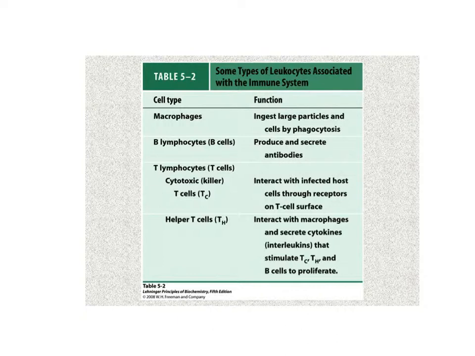Another instance of a leukocyte are the B lymphocytes, which are derived from the bone marrow, and they're used to produce and secrete antibodies. Then we have the T cells. T cells come from the thymus gland, and we can have the cytotoxic T cells, and we can have the helper T cells, which interact with the macrophage, and they secrete the cytokines.